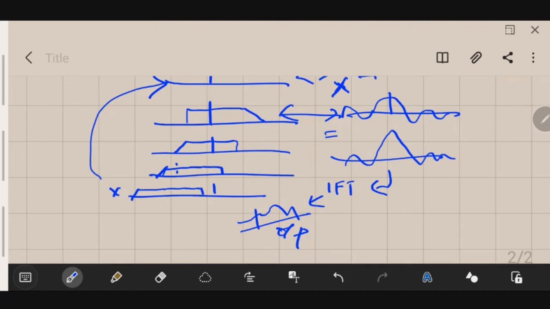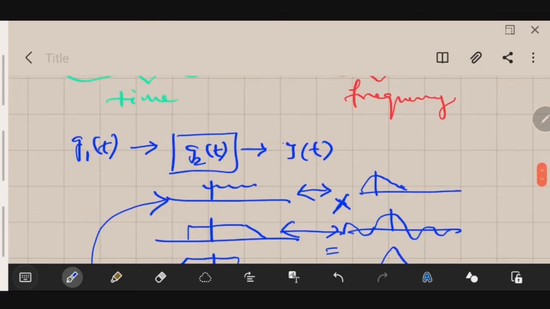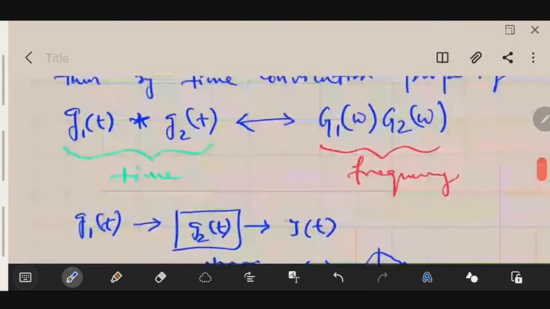You will be astonished to know that the digital filters that you use on your mobile phone, the graphic equalizers, etc., work on exactly this principle.